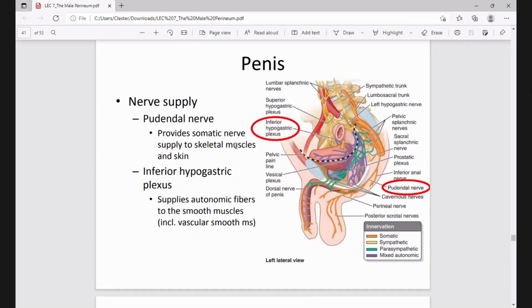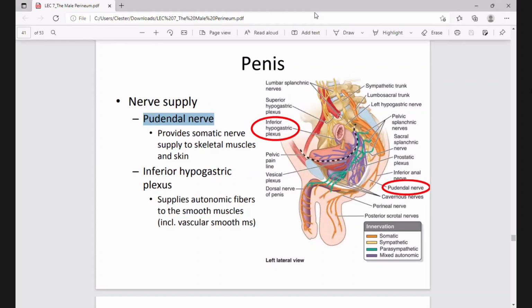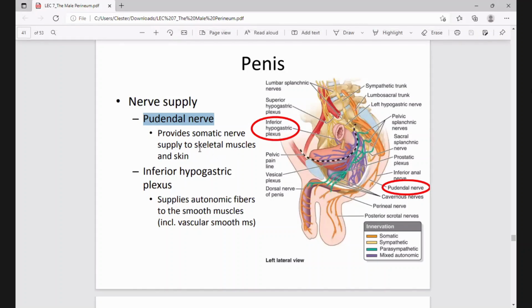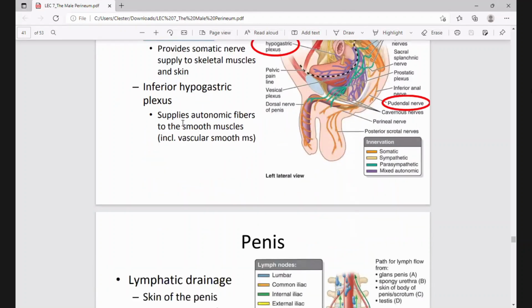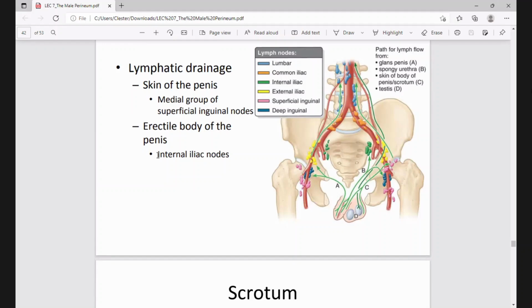Now, the nerve innervation to the penis is via this all important pudendal nerve. I mentioned the pudendal nerve being an important innervation to the perineum, providing somatic innervation to the skeletal muscle of the perineum, and the pelvic plexus supplying the autonomic to the smooth muscle, especially in the blood vessels. Lymphatic drainage: for the erectile tissue, it will go towards the internal iliac nodes. But for the skin of the penis itself, it will go to the medial group of superficial inguinal nodes.